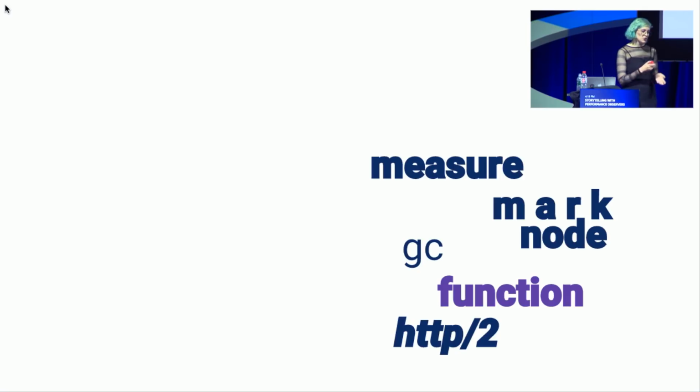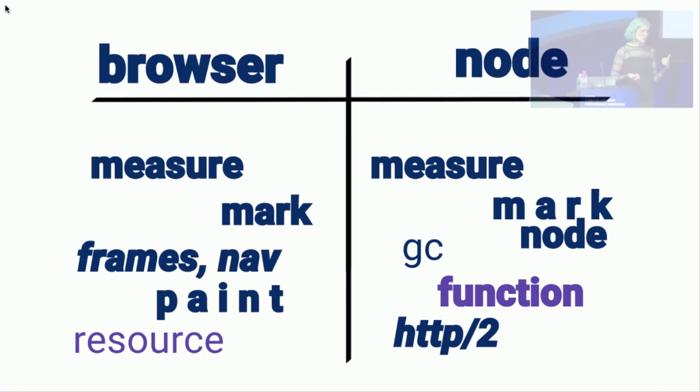And there are a few different types of entries. Node has different ones from the browser, so I'm going to do the comparison here. Node has mark and measure, Node, garbage collection, function, and HTTP2 for now. Maybe there will be more once a few more pull requests come in. And the browser also has paint events, frames, navigation, and resources.